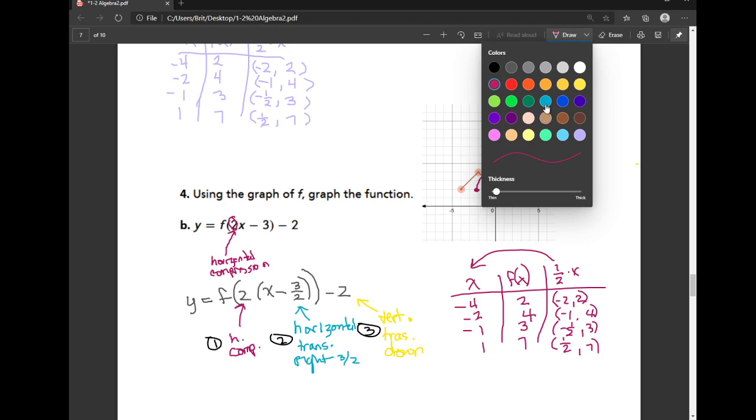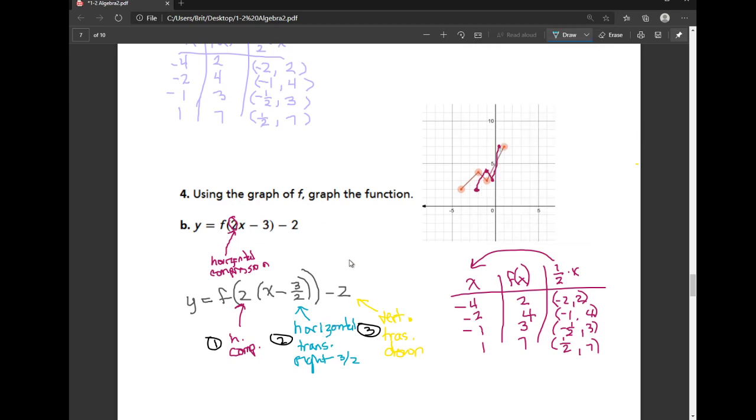So now the part that's different is this translation, because originally looking at it, you would think you'd be translating it by 3 to the right. We're not. We're only going by 3/2. Okay, so that's about 1.5 boxes. If you are a mixed number person, I'm not, but there it is. So each of these points are going to go to the right by 1.5. Alright, so there is that horizontal translation.